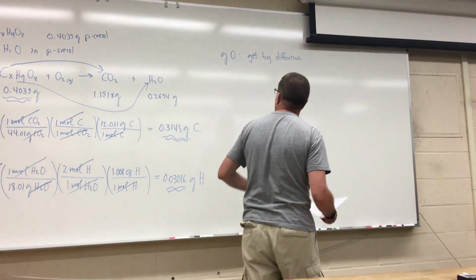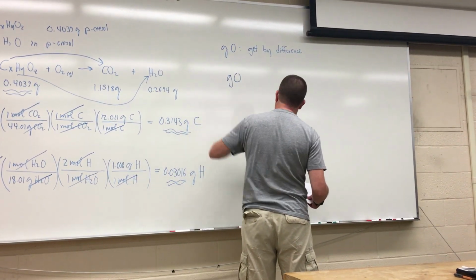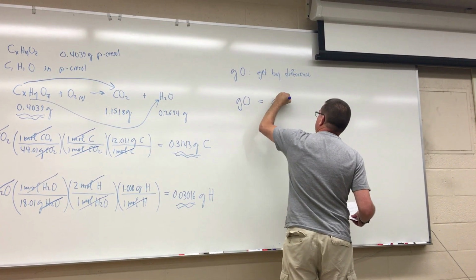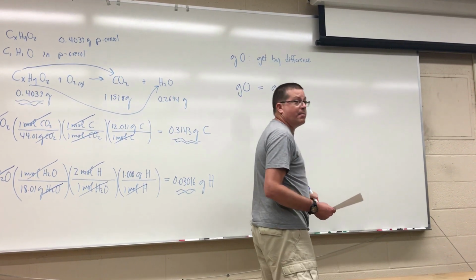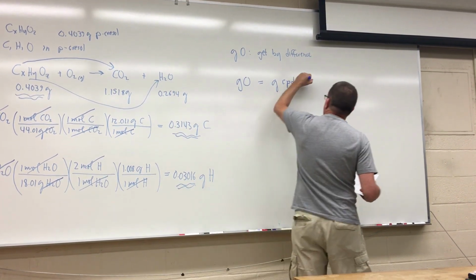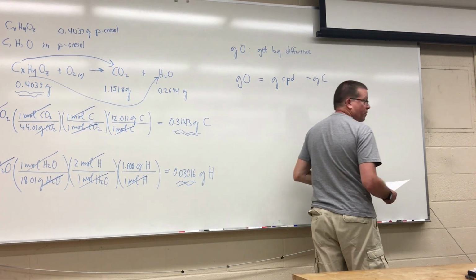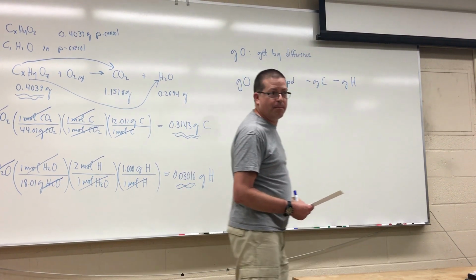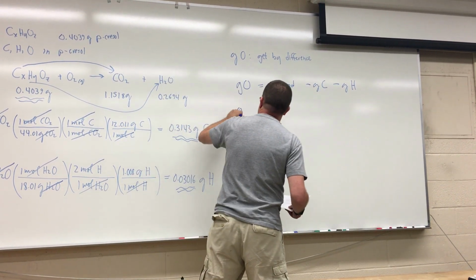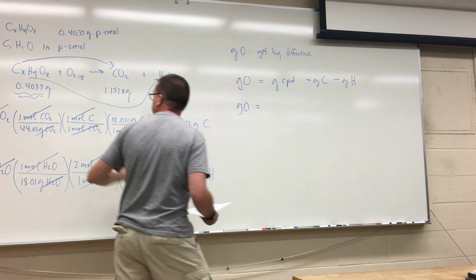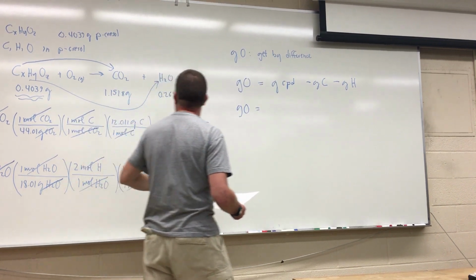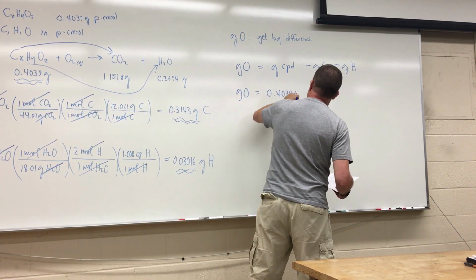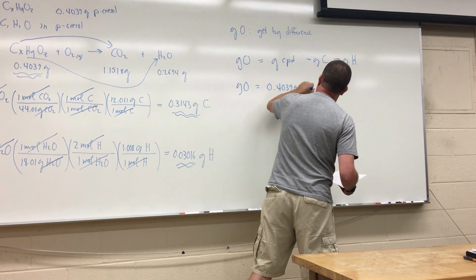All right, so we can do that. So my grams of oxygen, I want to set it up as an equality, are going to equal my grams of the compound, which is the paracresol that I burned, minus the grams of carbon that I got from the compound, minus the grams of hydrogen I got from the compound. All right, so let's do that. My grams of oxygen now are equal to the original mass of the compound. That's 0.4039 grams. And that's grams of compound.